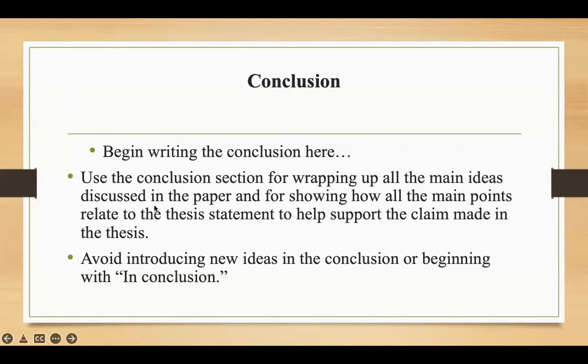So begin writing here. Use the conclusion section for wrapping up all the main ideas discussed in the paper and for showing how all the main points relate to the thesis statement to help support the claim made in the thesis. In other words, if it's chapter 1, you go into the background of your study. What was the key point here? Just take 1 or 2 points. You go to the problem statement. What were the key points here in the problem statement? You go to the significance of the study, rationale of the study, justification of your study, etc.